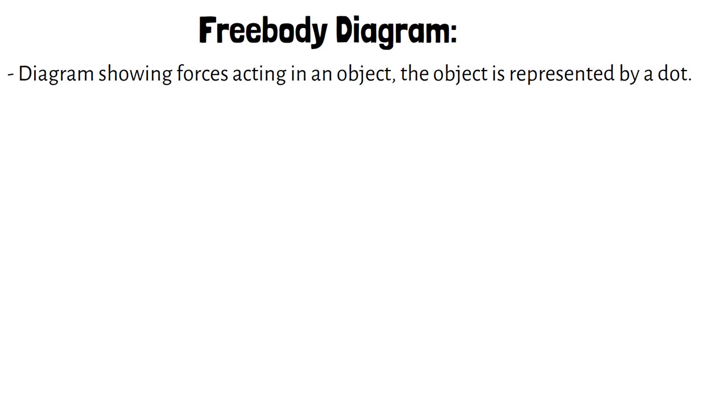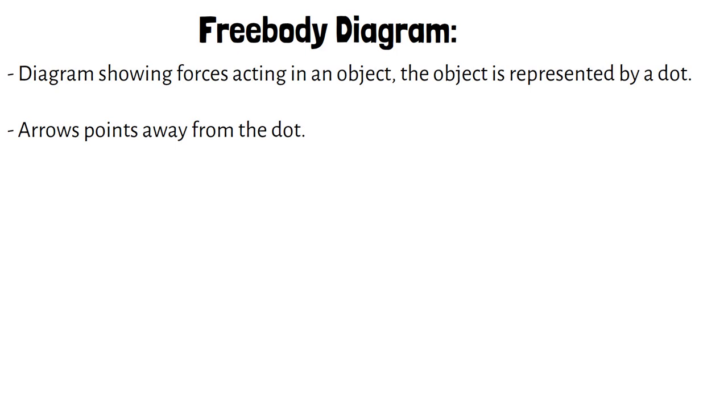So to draw a free body diagram, you must know that a free body diagram is a diagram showing forces acting on an object. The object is represented by a dot and then there are arrows. The arrows are pointed away from the dot. When we draw a free body diagram, we draw a dot and then there are arrows pointed away from the dot. These arrows represent the forces that are acting.